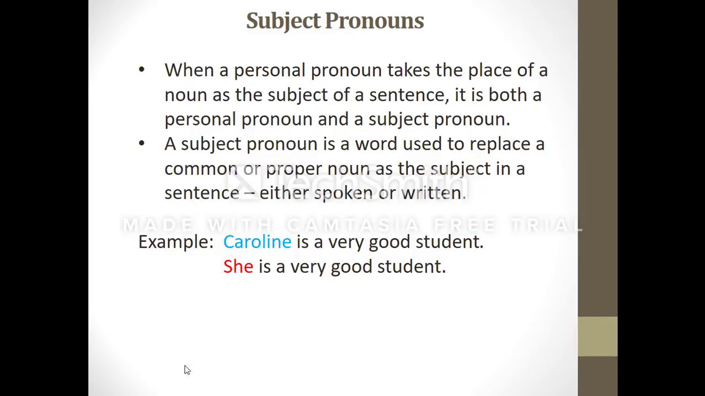When a personal pronoun takes the place of a noun as the subject of a sentence, it is both a personal pronoun and a subject pronoun. So on your note guide, it asks us to define what a subject pronoun is. If you notice on the second bullet here, it tells us a subject pronoun is a word used to replace a common or proper noun as the subject in a sentence, either spoken or written. So please pause the video and fill in that part of your note guide.